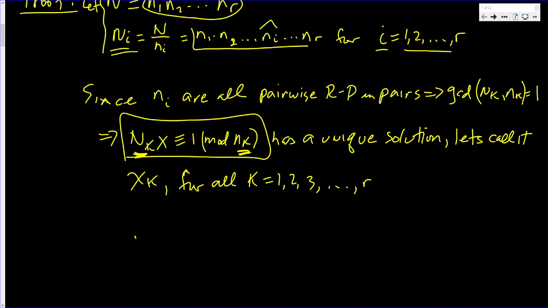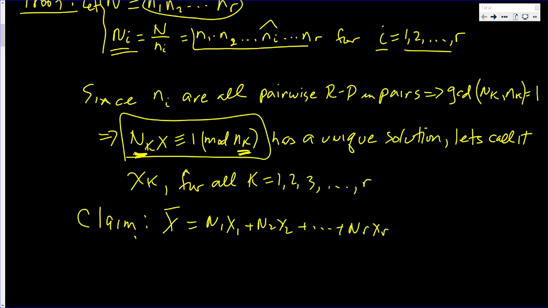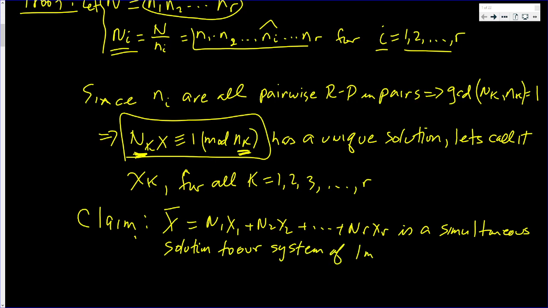Okay, so now that we have that, I'm going to make an amazing claim. I make the claim that x bar, which is equal to N1 x1 plus N2 x2 all the way down to N sub r x sub r, is a simultaneous solution to our system of linear congruences.